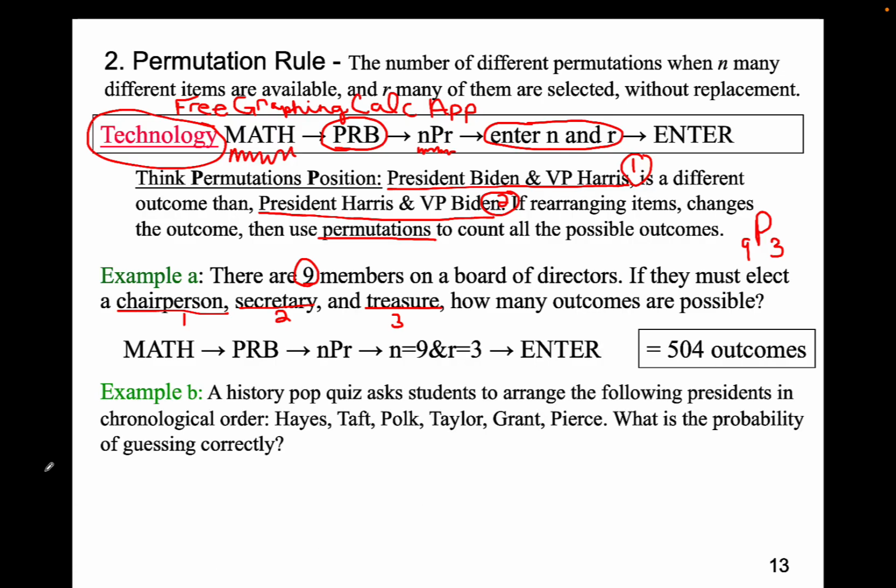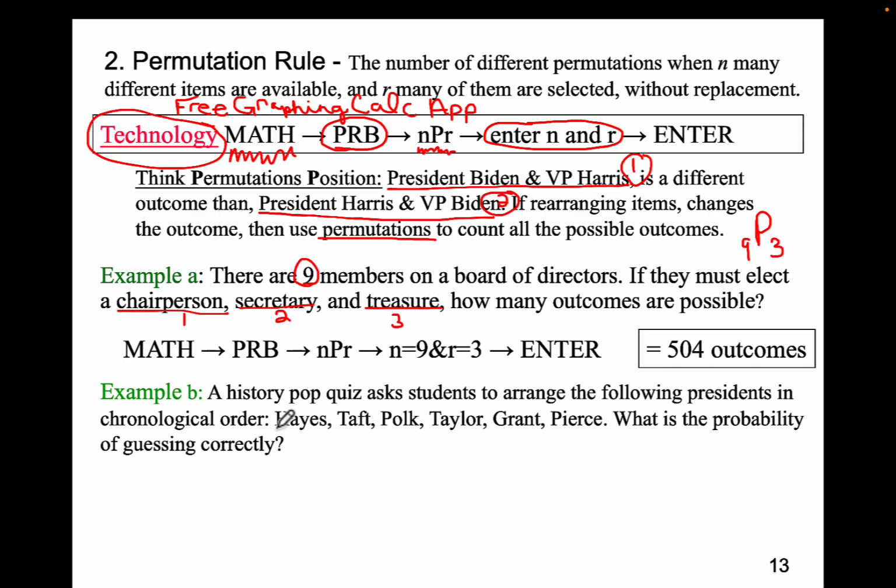All right, another example. A history pop quiz asks students to rearrange the following presidents in chronological order. So years, numerically in order, numbers. Hayes, Taft, Polk, Taylor, Grant, and Pierce. What is the probability of guessing correctly?